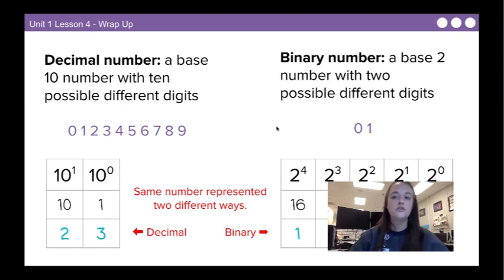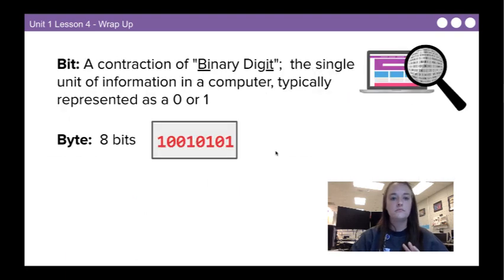Binary number is a base 2 number with 10 possible different digits. This is a visual possibility. This is a visual possibility, okay? Pause the video here if you want to spend more time on this slide. A bit is a contraction of binary digit, the single unit of information in a computer typically represented as a 1 or a 0, okay? And then byte, 8 bits, and then you also have that incredibly long definition from earlier. So pause the video here if you want to use this slide more.